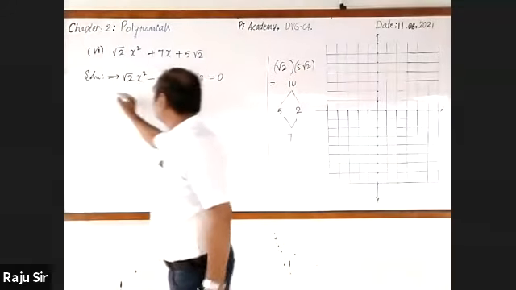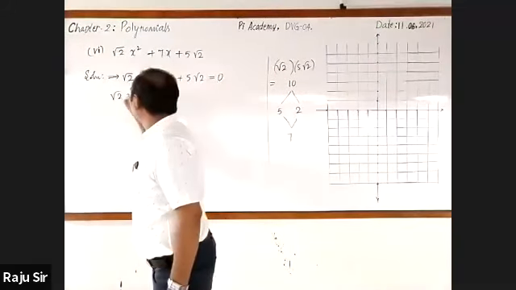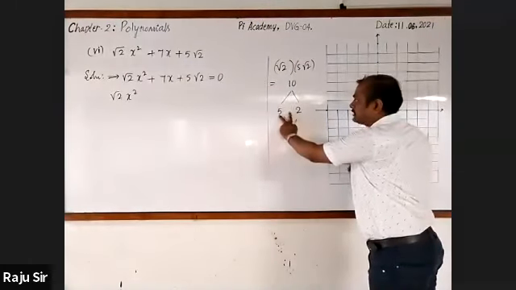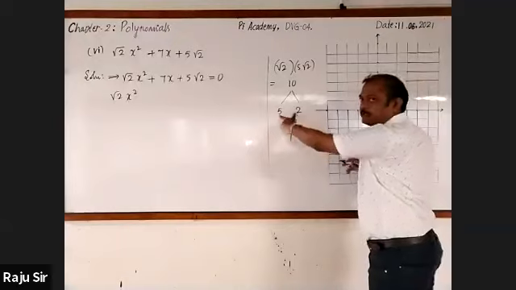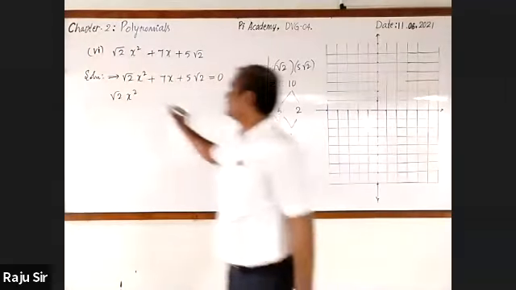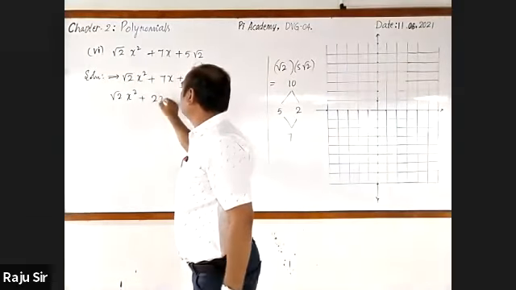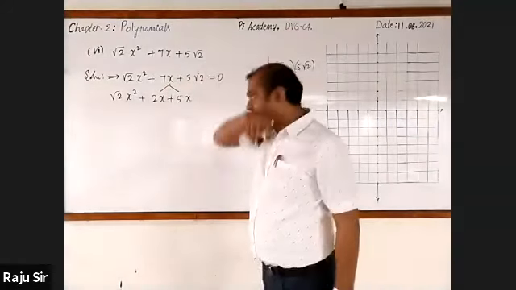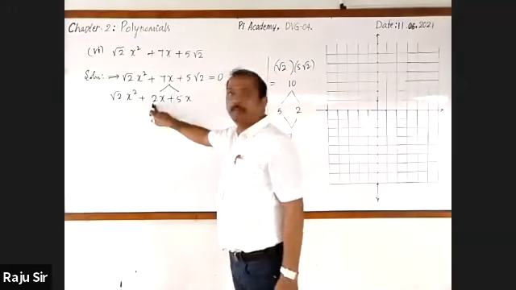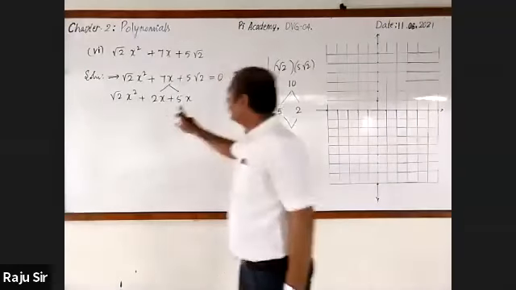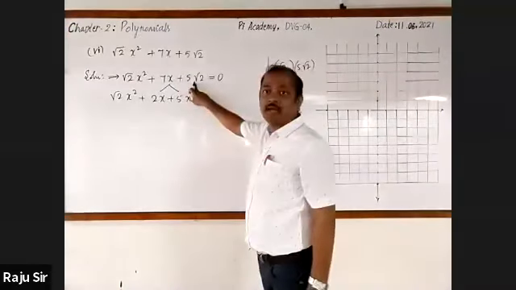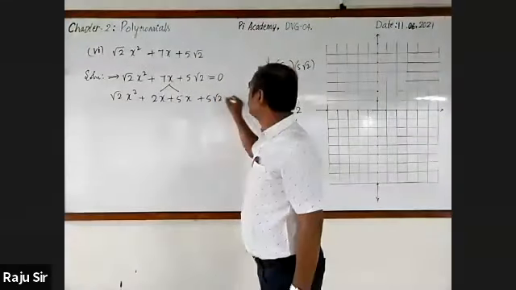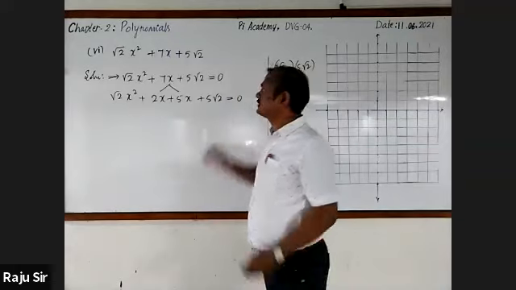Now, let me go for writing. Root 2 into x square. 7x is there. 7x, I'll write it as 5x plus 2x, or 2x plus 5x. First, I have written 2 because here we have root. Next, I have written 5 because in the last term we have 5. Plus 5 into root 2 is equal to 0.